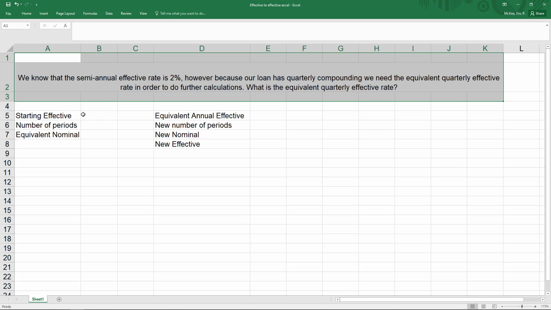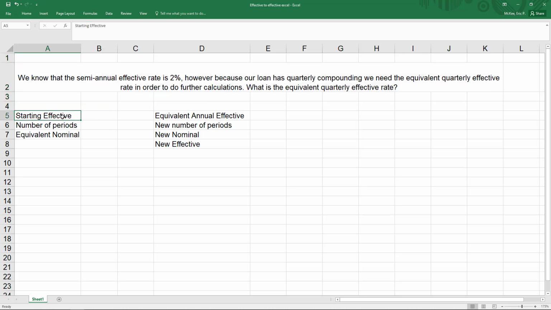Now to start, we're going to put in our initial effective rate, the semi-annual rate, and the number of periods per year. So there is a 2% semi-annual rate here, so 0.02. And the number of periods, this is number of periods per year, and it's semi-annual, so there's going to be 2 periods per year.